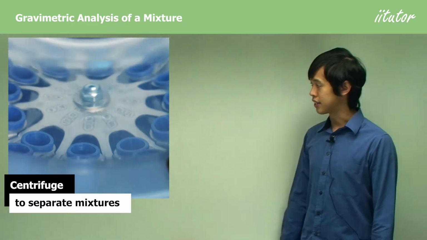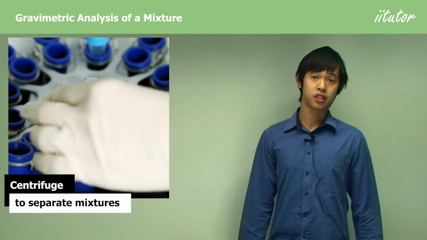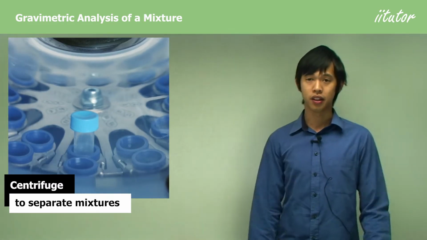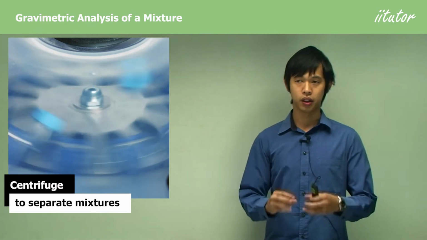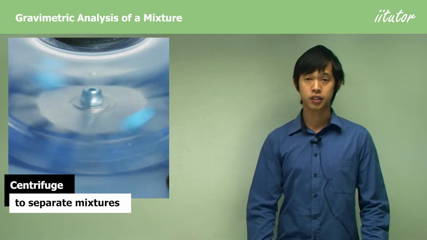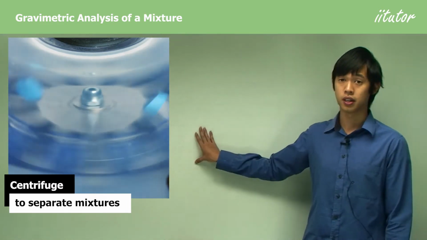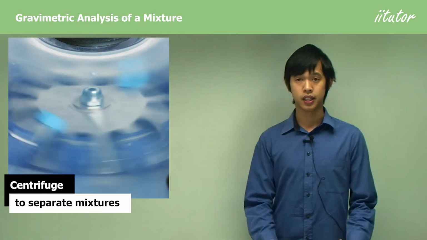This picture here is a centrifuge, and a centrifuge is used in the medical industry as well as many other biomedical industries to separate mixtures so that we can weigh the components of the mixture and figure out what its composition is. So that's just one way we can gravimetrically analyze a particular substance.